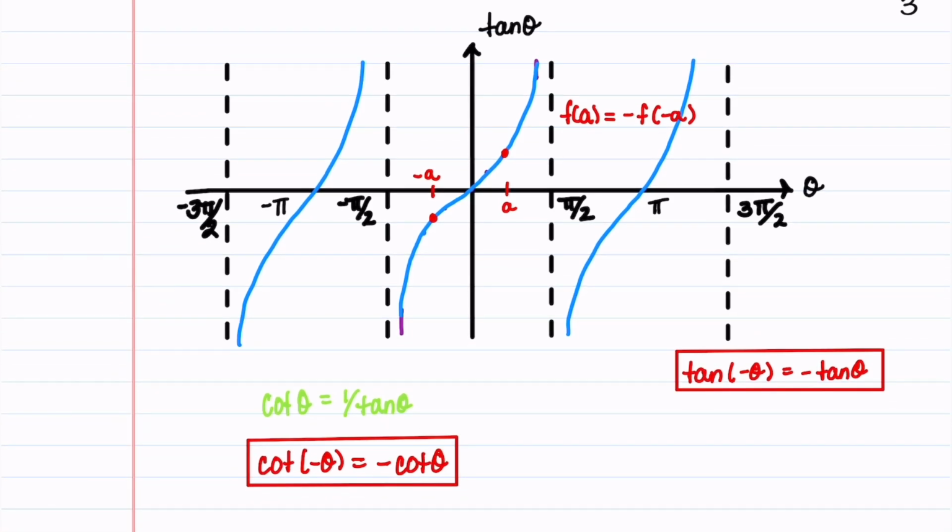Our third and fourth odd trigonometric identities are tangent of minus theta is equal to minus tangent of theta, and cotangent of minus theta is equal to minus cotangent of theta. You can see that tangent theta is symmetric about the origin because the graph on the right half plane is rotated 180 degrees about the origin to get the graph on the left half plane. We can also see that f of a is minus f of minus a.